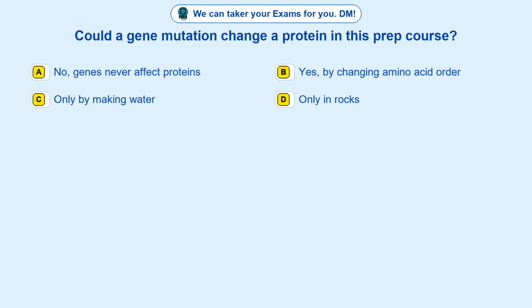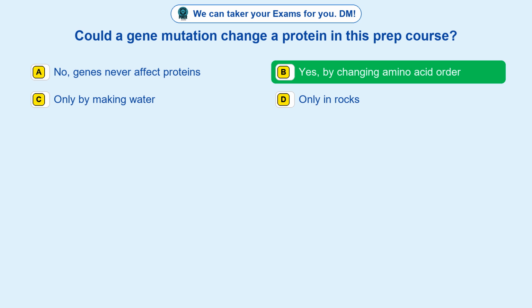Question 10. Could a gene mutation change a protein in this prep course? Option A. No, genes never affect proteins. Option B. Yes, by changing amino acid order. Option C. Only by making water. Option D. Only in rocks. The correct answer is option B. Yes, by changing amino acid order.